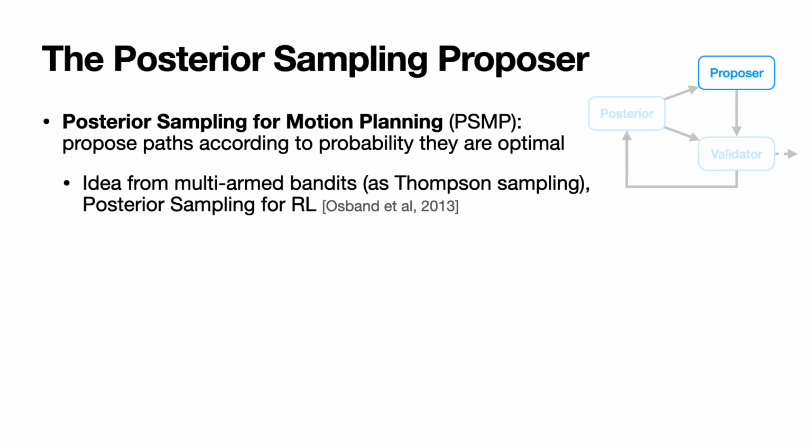Our algorithm, posterior sampling for motion planning, chooses the proposer to guarantee strong anytime performance. The key idea is intuitive. Propose paths according to the probability that they are optimal. This comes from the multi-arm bandit literature, where it's also known as Thompson sampling. This strategy enjoys strong empirical performance, but regret bounds weren't known until quite recently.